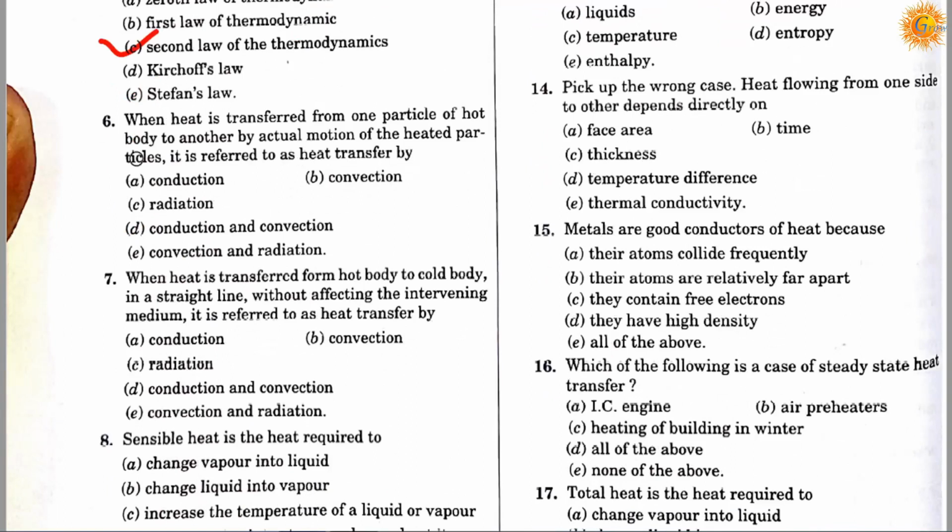Question number 6. When heat is transferred from one particle of a hot body to another by actual motion of the heated particles, it is referred to as heat transfer by: option A, conduction. Option B, convection. Option C, radiation. Option D, conduction and radiation. And option E, convection and radiation.